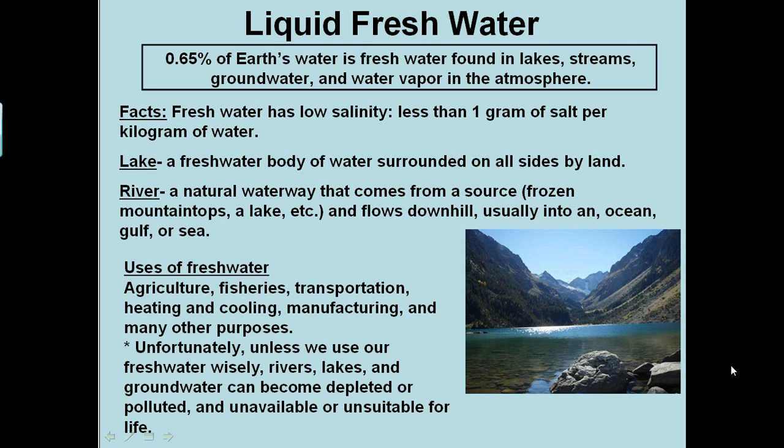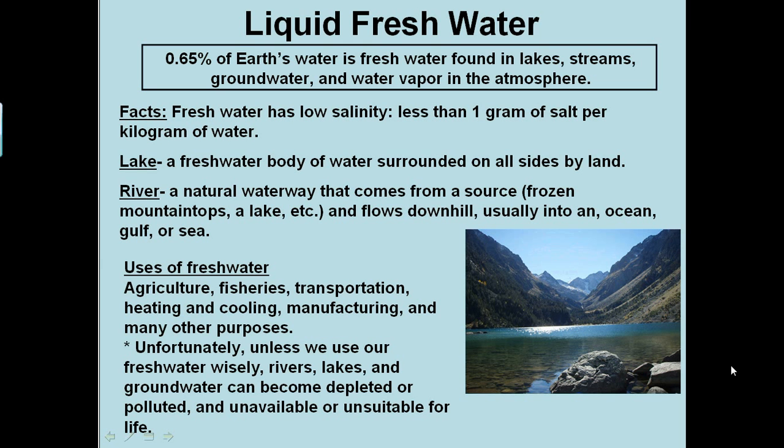We have a lot of different uses for our liquid fresh water on Earth. We use water for agriculture, which would be farming, fisheries, transportation, heating and cooling, manufacturing, and then many other purposes. Unfortunately, unless we use our fresh water wisely, rivers, lakes, and groundwater can become depleted, which means we'll run out of fresh water, or polluted, which would mean contaminated, and unsuitable for life.